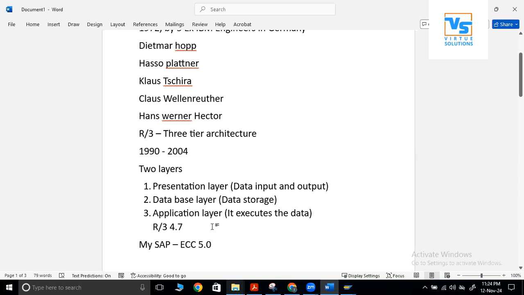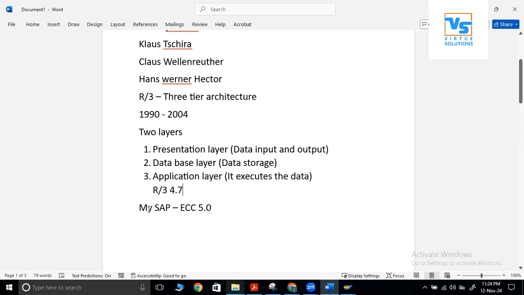See, a version is nothing but an indication of an update. Something we are updating in a document, we used to say, okay, this is the new version, like that.